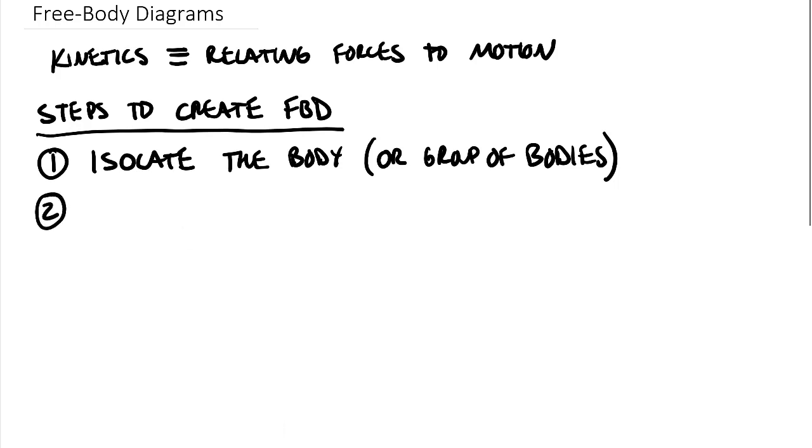So step 2 is that every free body diagram needs an axis. So we need to establish an axis system.